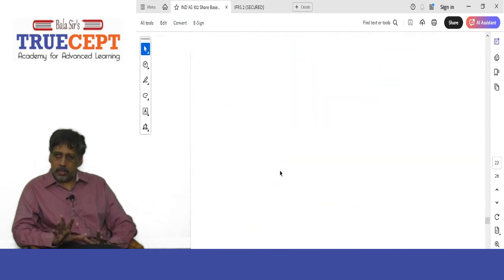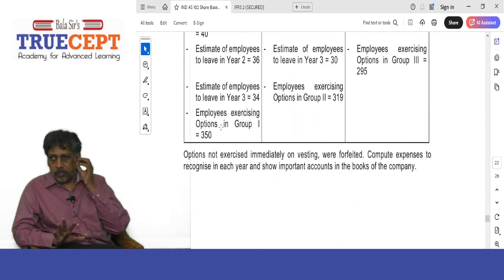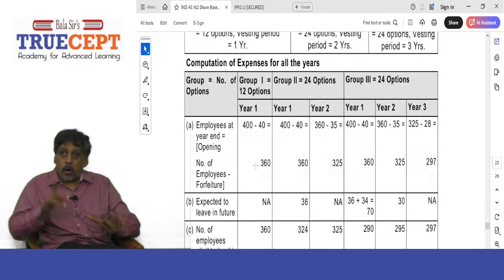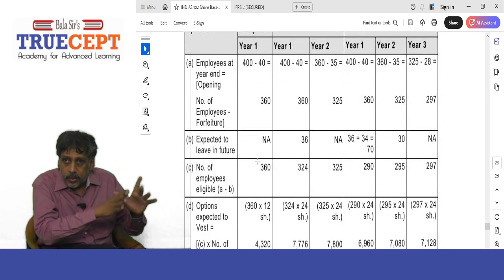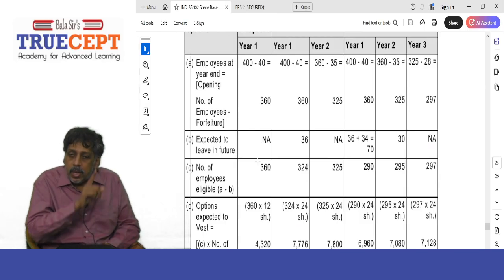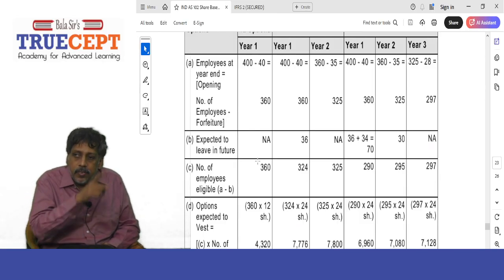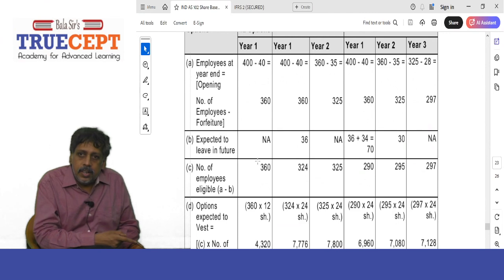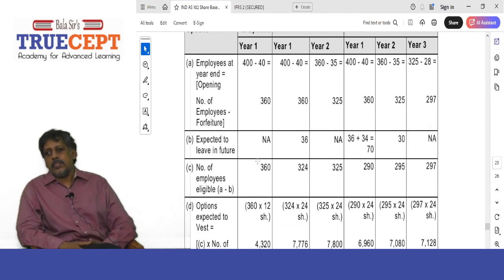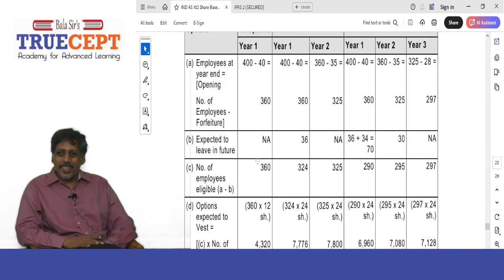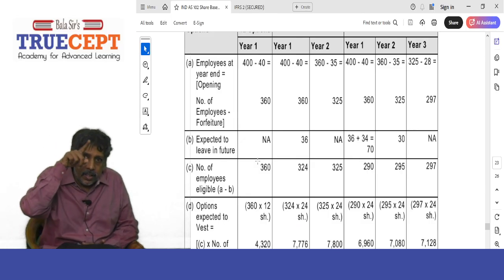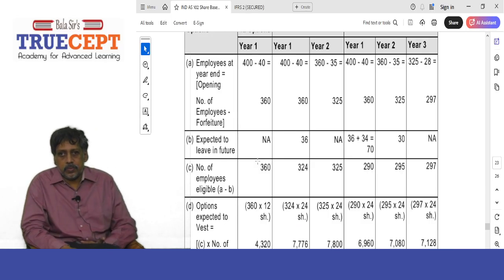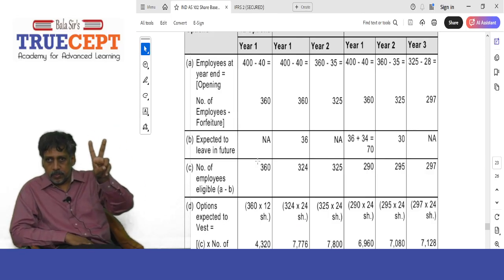But sir, here it says employees exercising the options is only 350, no? No, out of 360. Remember, out of 360 employees who were there at the end of first year, G1, only 350 are exercising, and 10 employees, even though the options are vested, did not exercise. Understood? Yes, sir. It is only for G1. It can't be for G2 because they have to work for one more year to exercise. For G2, 2 years vesting, right? Yes, sir.